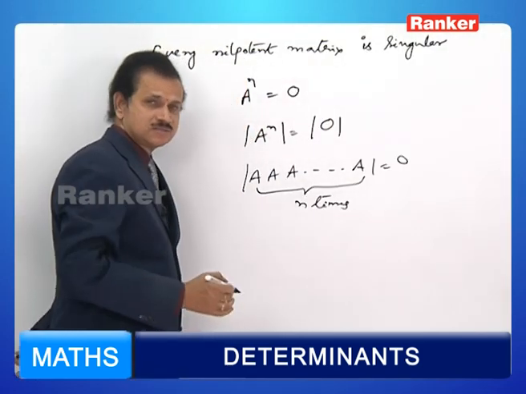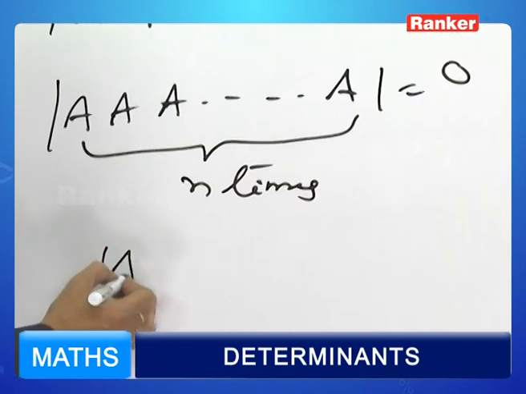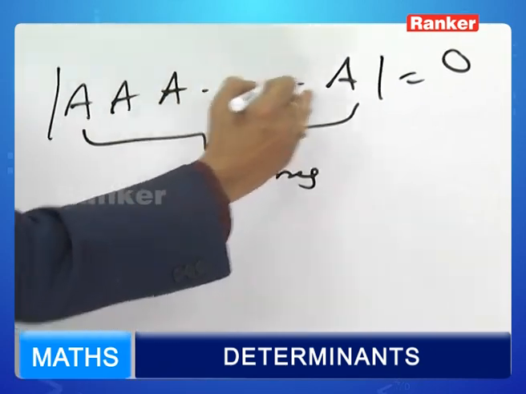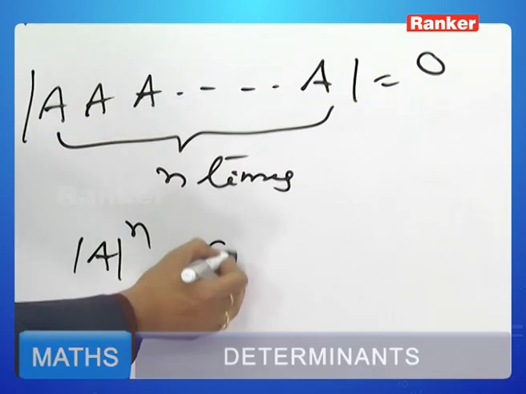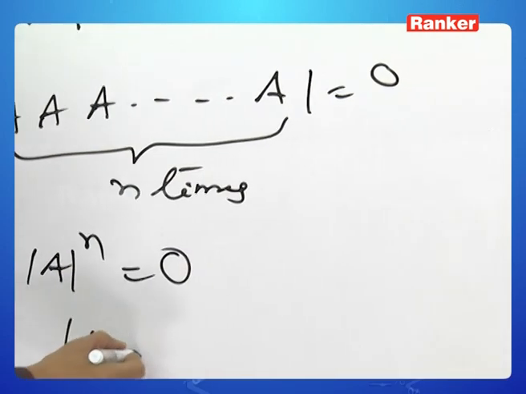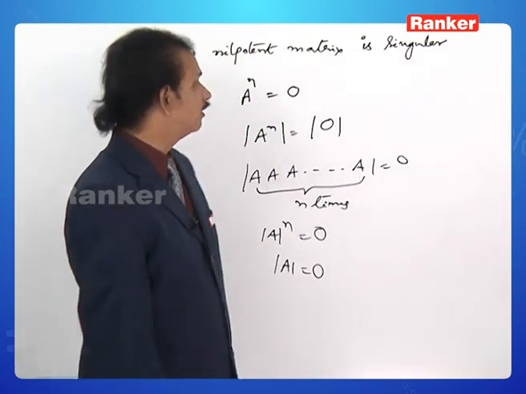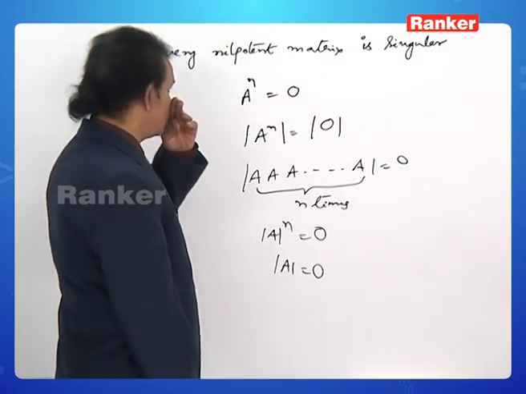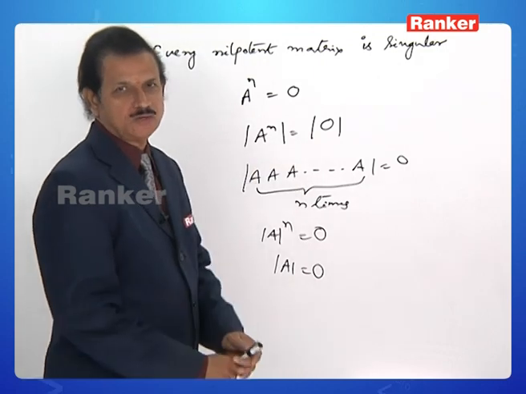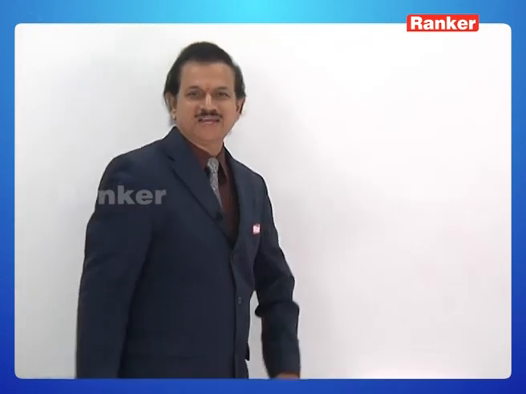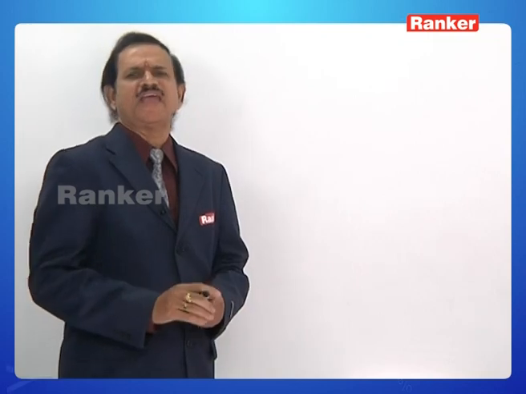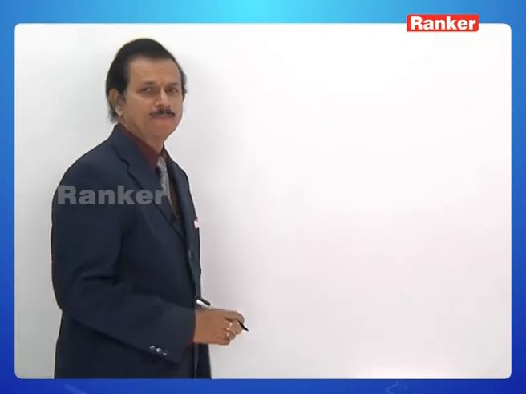The determinant of a zero matrix is 0, of course. Det A into det A into det A, n times, that is (det A) power n, is equal to 0. Therefore, det A is equal to 0. Therefore, every nilpotent matrix is singular, isn't it? Well done.